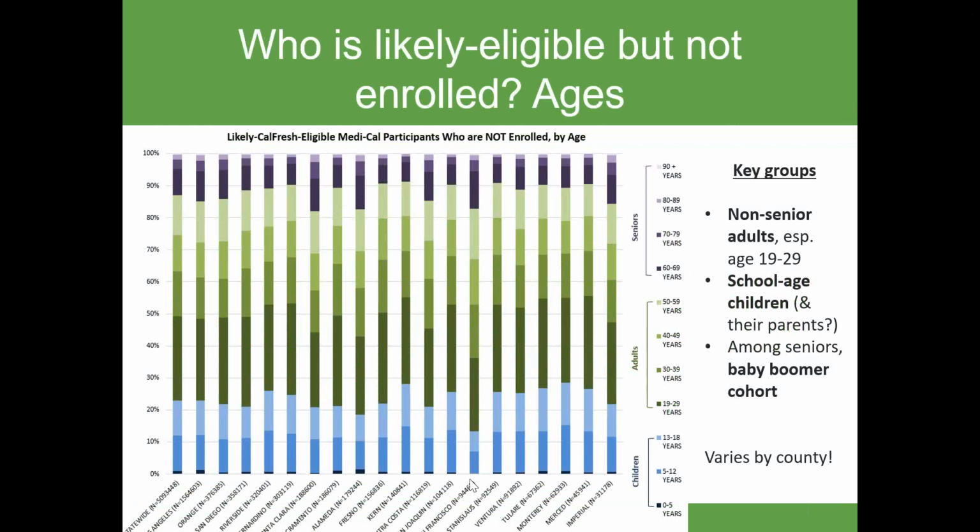Then we also have seniors, and seniors typically make up 10 to 15% of this target population. What I really notice here, again, is this subgroup. I'm shorthand calling this the baby boomers. It's the youngest group of seniors, age 60 to 69. It's always the biggest group.